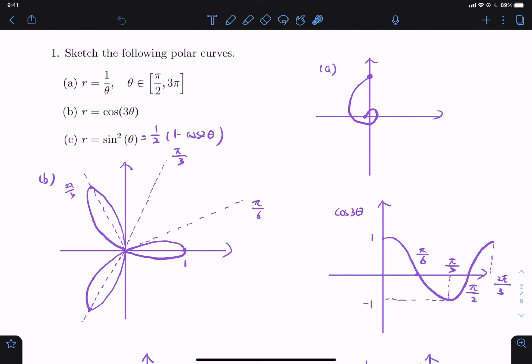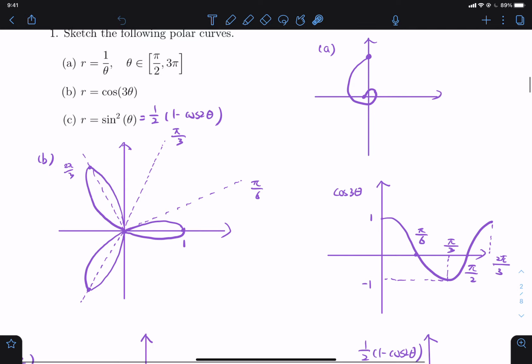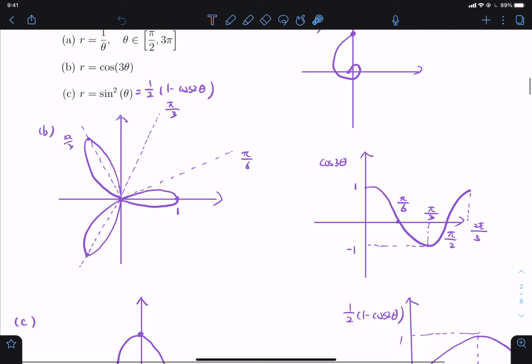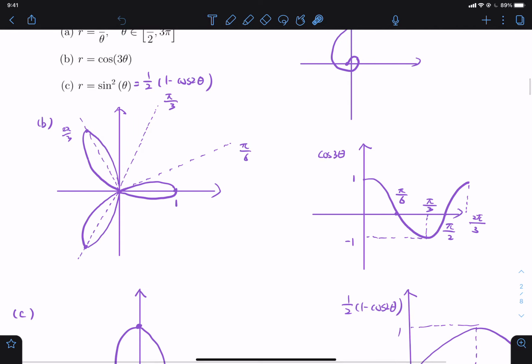Okay, so that is our question A. And now we move on to question B, r equal to cos 3 theta. We need to firstly find the Cartesian curve, this function in the Cartesian form, that is r equal to cos 3 theta here, right? The curve looks like that in the Cartesian form.